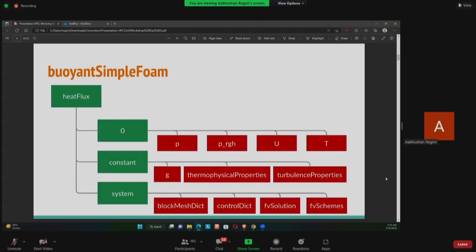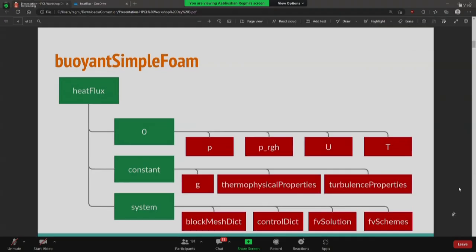Since we are going to use buoyantSimpleFoam today, this is the file structure of buoyantSimpleFoam. Similar to any other case, we have the 0, constant, and system directories. Inside the 0 directory, you can see there are two extra files: p_rgh and temperature. Initially there would be only U and p, which stand for velocity and pressure. Now we have one more term, p_rgh, and since this problem involves heat transfer, there is a file for temperature as well.